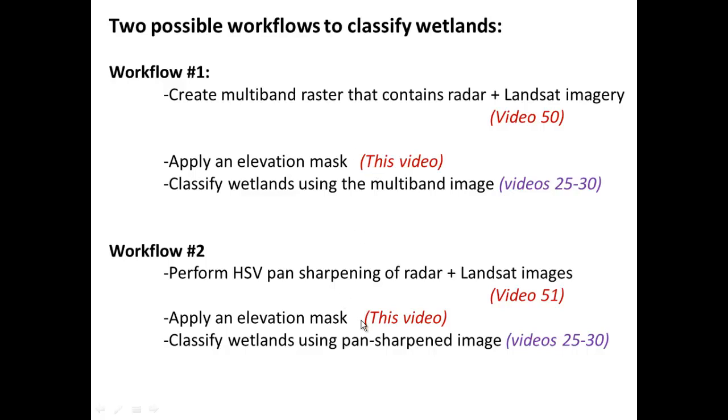topic of this video. The reason we want to apply an elevation mask is because wetlands are generally very flat-lying lowlands. By definition, if they're steep, it means the water can drain off and it won't pond and it won't be a wetland. So we want to develop an elevation mask. It's really a slope mask that's going to say, if the slope of the landscape is greater than, say, 5 degrees, then let's mask it out and not consider it in our wetland classification.